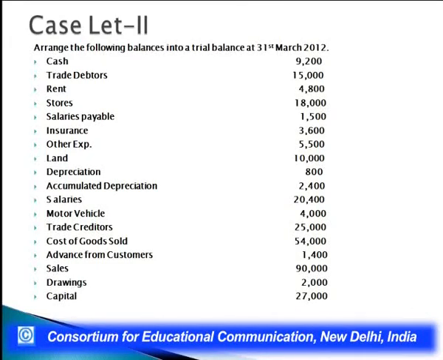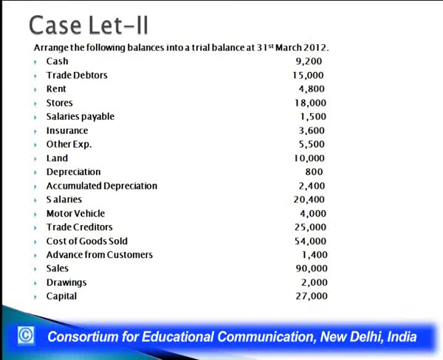Motor vehicles are assets to the business. It would be taken to the debit balance. Then we have trade creditors. Trade creditors are liabilities. They are current liabilities. Out of trade, you bought supplies from them. Trade creditors means you manufactured something, or you traded something from them. And if you are in a manufacturing company, then you bought some raw material for the purpose of using it in the production process.